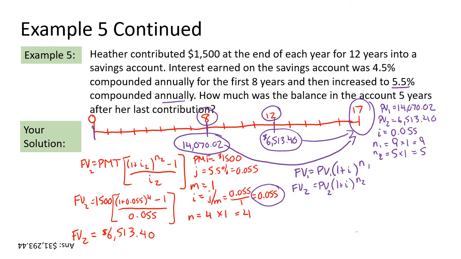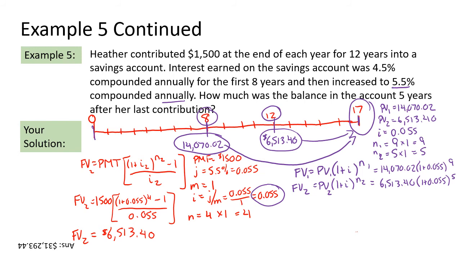So now we can substitute all of these values in and then just add these two together, right? Because then they're both at year 17. So our future value 1 is $14,070.02 times 1 plus 0.055, okay? And that is to the exponent 9. And our future value 2 is $6,513.40 times 1 plus 0.055 to the exponent. Oh, sorry, 5, because we're going 5 years.